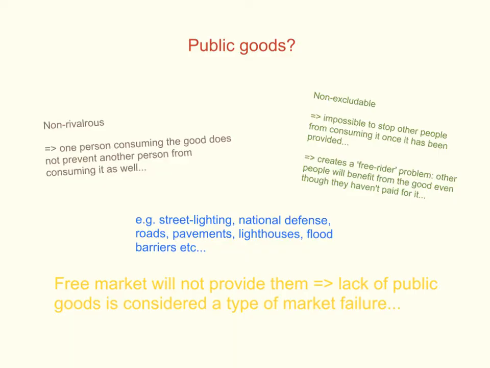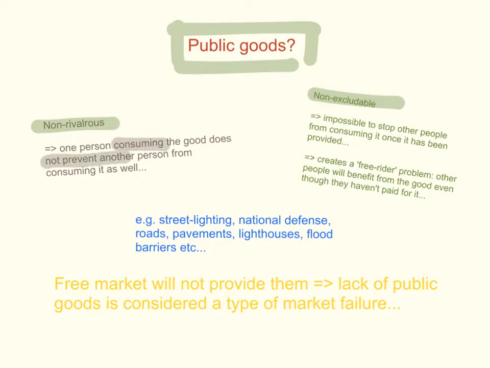So what are public goods? Basically, public goods are goods that are non-rivalrous in consumption and non-excludable. Non-rivalrous means that one person consuming the good does not prevent another person from consuming it as well. And non-excludable means it's practically impossible to stop other people from consuming the good once it's been provided. This creates a free rider problem. Other people can benefit from the good even if they haven't paid for it.